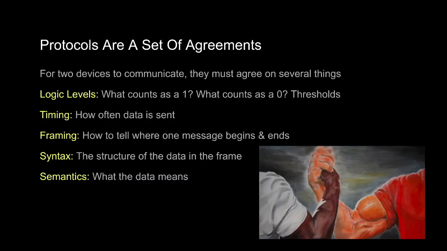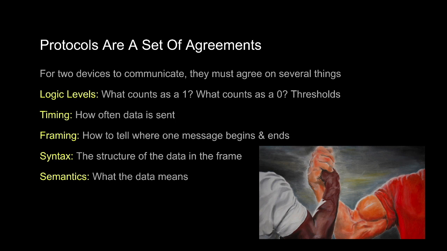But protocols ultimately are a set of agreements, right? To actually communicate data over a channel, you have to agree on a lot of really core things. So the basic level of protocols would be things like the logic levels: what counts as a one, what counts as a zero, what are the thresholds of whether something is a one or a zero versus being off. There's other stuff like how timing would work with the protocol, so it's how often the data is sent back and forth.